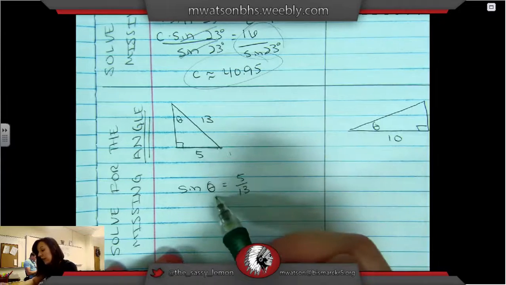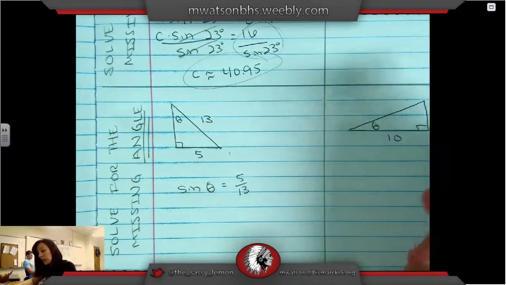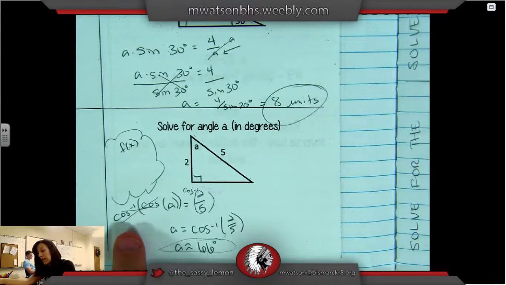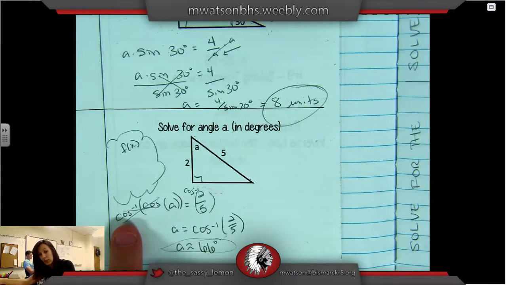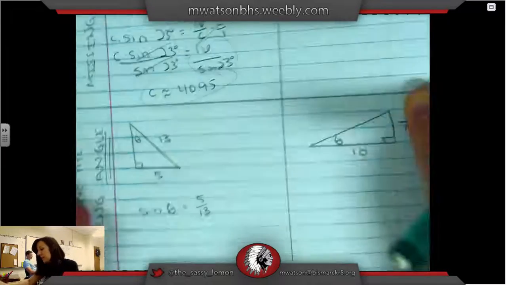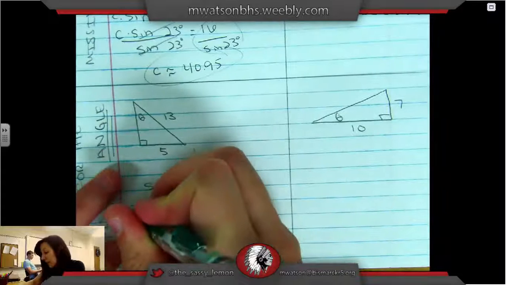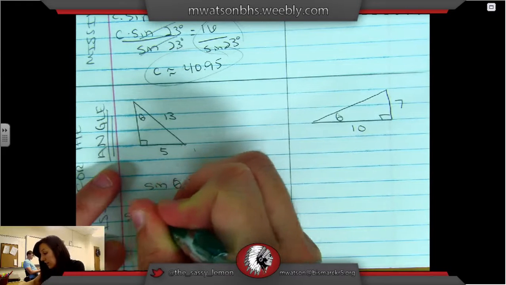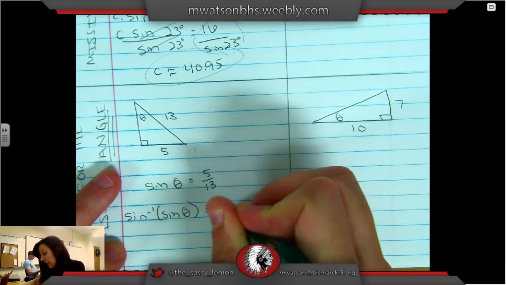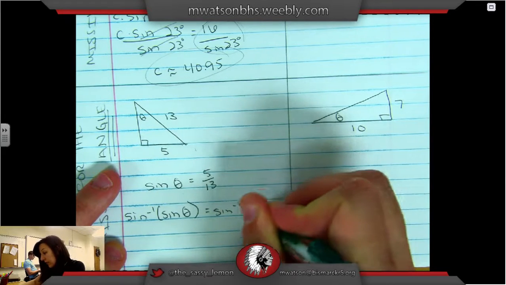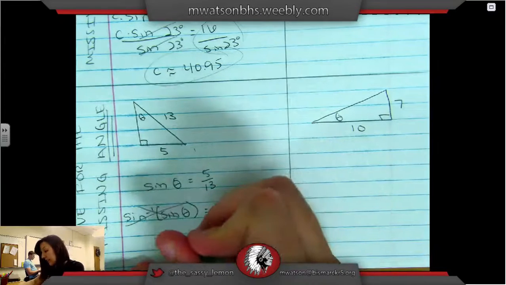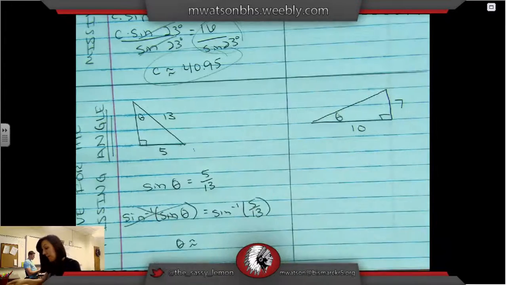So now how do we get theta by itself? If you look over in your foldable, what we just did was I showed you how to do the inverse function. And the inverse function will actually cancel out the original function. So we're going to do inverse sine of sine theta and inverse sine of 5 over 13. And these guys cancel out, and all that's left is theta. So then we approximate theta.